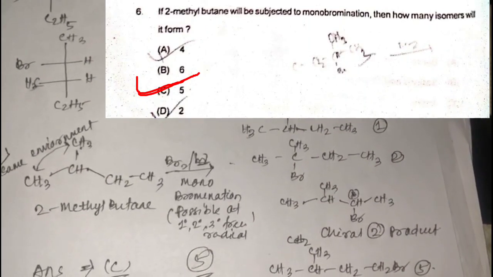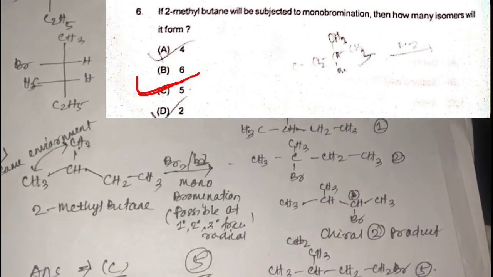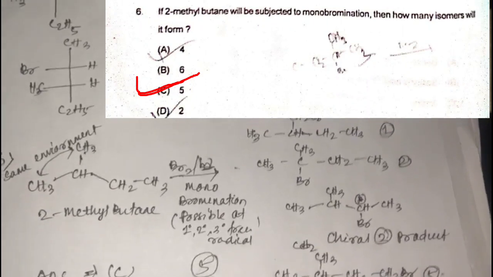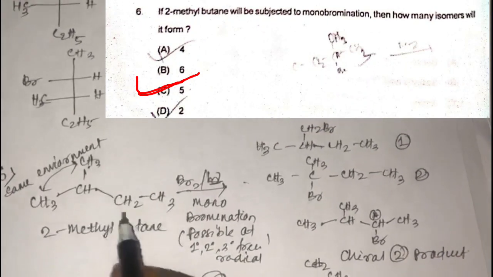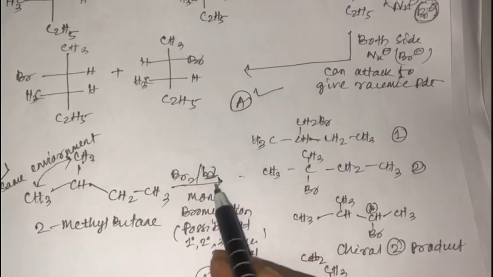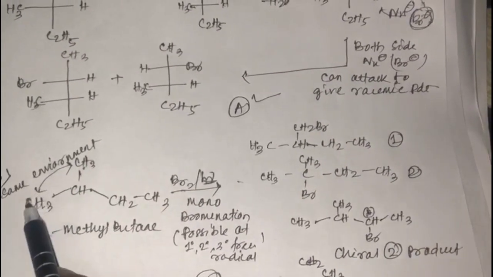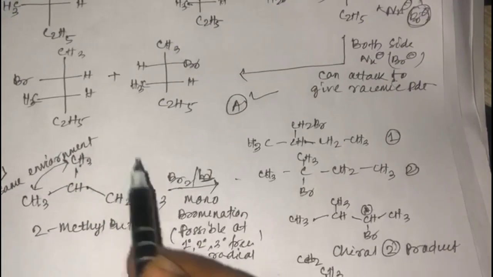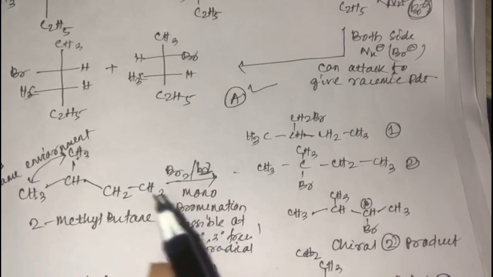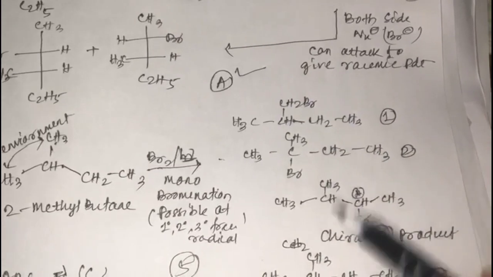The next question is, if 2-methyl butane is subjected to monobromination, then how many isomers will it form? So this is your 2-methyl butane, and this is subjected to monobromination in presence of light. See, these two methyl groups are in the same environment. This particular compound, 2-methyl butane, will give you 5 isomers. I have listed it in the notes, the 5 isomers.